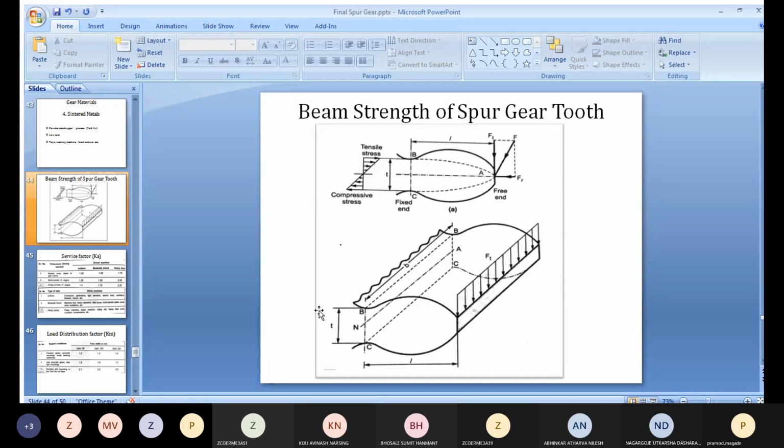Just draw the diagram. You can see the tangential force as well as the radial force, how it acts on a single gear tooth. Here they are shown, so just draw it carefully.